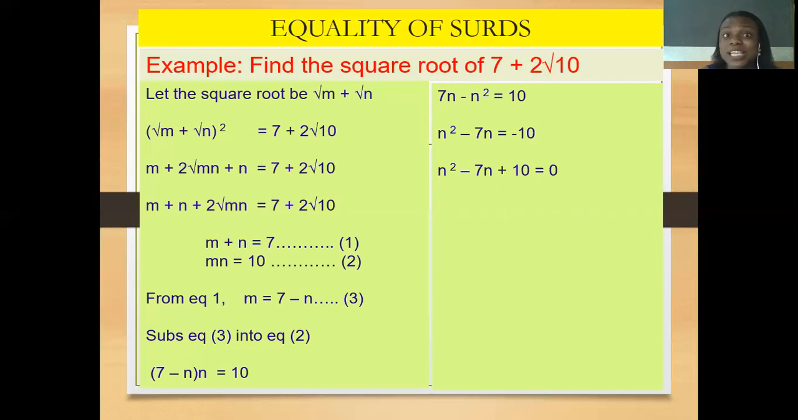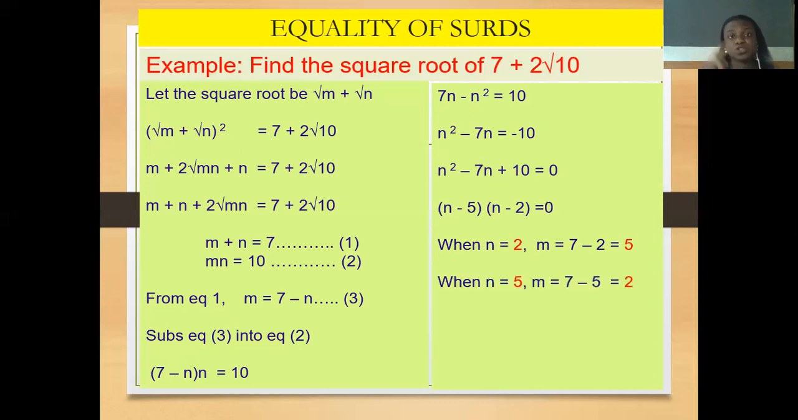Remember that quadratic equations usually give two roots. I said previously that when you find the square root of any number, you must always have two values. So that's also reflected here. Let's solve this quadratic now. The factors here will be minus 5 and minus 2, because minus 5 and minus 2 give you 10 when you multiply, and when you add they give you minus 7. So that gives us n minus 5 and n minus 2. By the time we equate each one to 0, we get n as 2 and n as 5.